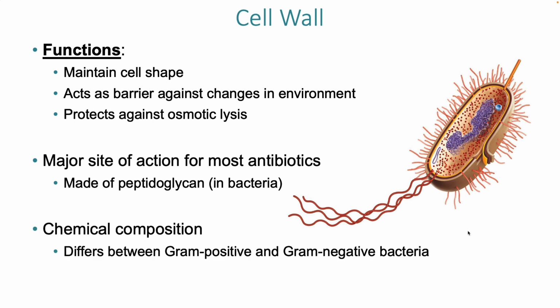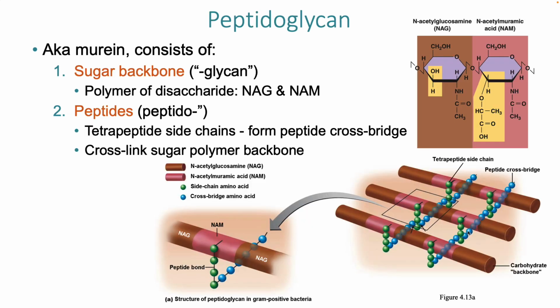And the chemical composition can be a little bit different depending on gram-positive or gram-negative. We'll talk about what's different between them in just a couple of slides. But first, what we'll talk about is what's similar between them. So both gram-positive and gram-negative cells have a cell wall made of peptidoglycan.